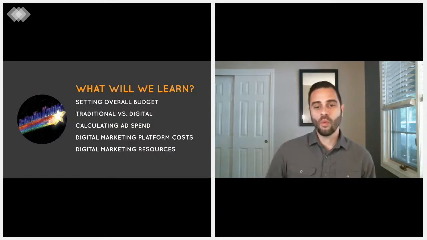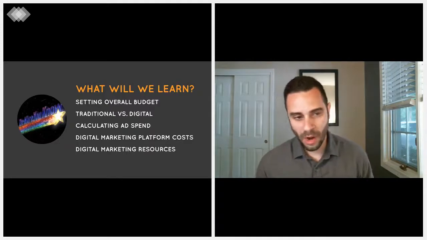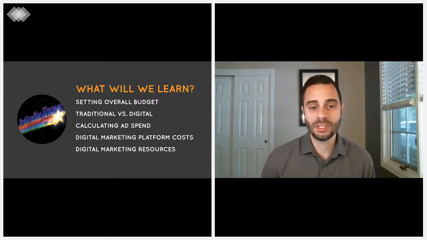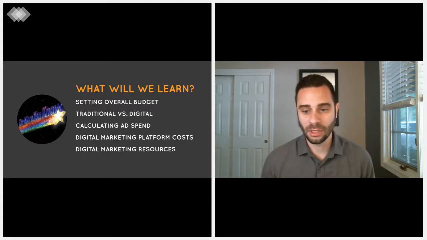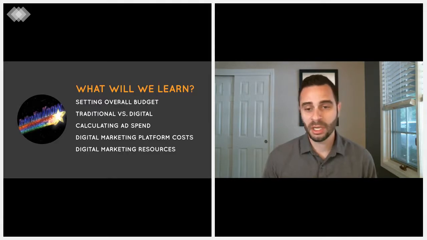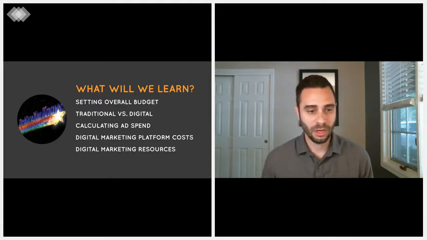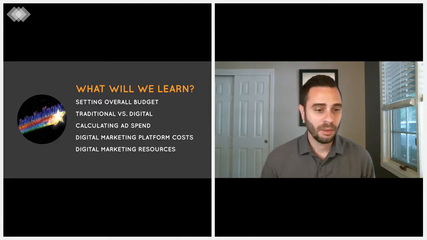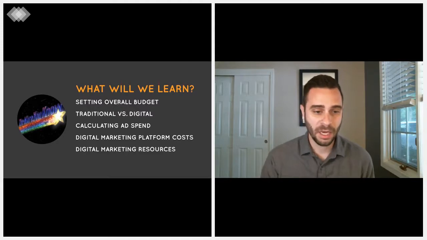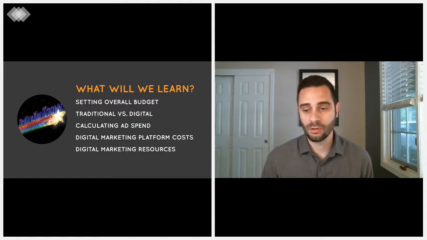And today, what we're going to be talking about and what I hope you'll take away from this is, at a very high level, how do you set an overall marketing budget? Talking about the differences between traditional marketing and digital marketing and how you budget between the two. And then getting into some of the nitty-gritty about how you actually go about calculating budgets for things like ad spend, software and platform costs, and even resources, whether those are internal or external.